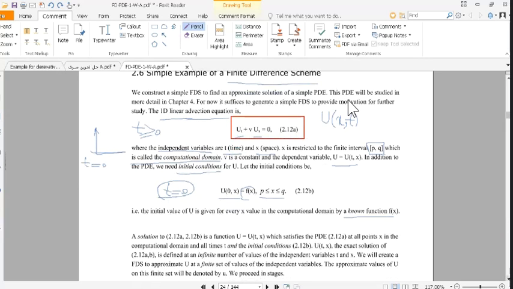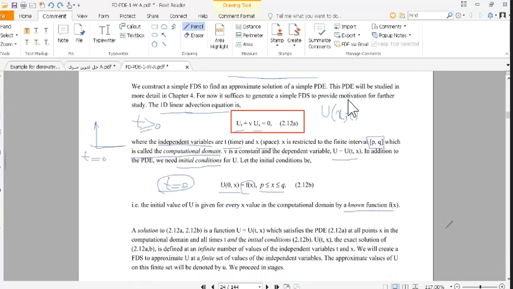I have a question for you. Does the domain of this problem consist of an infinite number of points or a finite number of points?